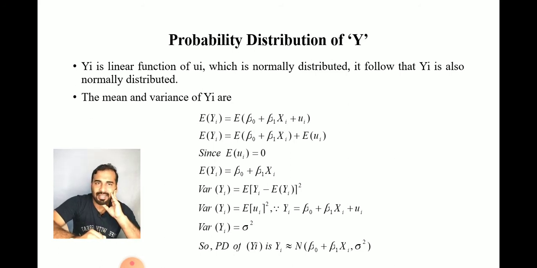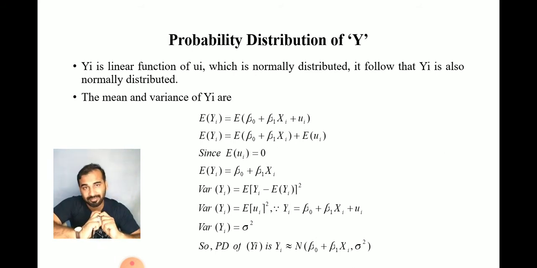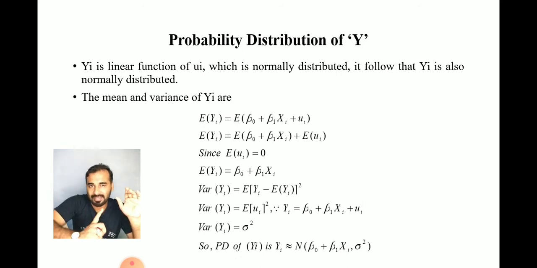Then, using some of the properties of expectation, we can write the expected value of yi is equal to beta 0 plus beta 1 x. For how we got this, expected yi equals beta 0 plus beta 1 xi, see the material. So the expected value of yi is equal to beta 0 plus beta 1 x.